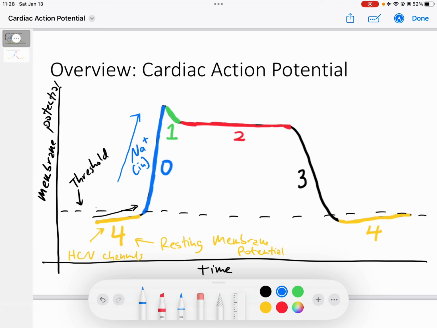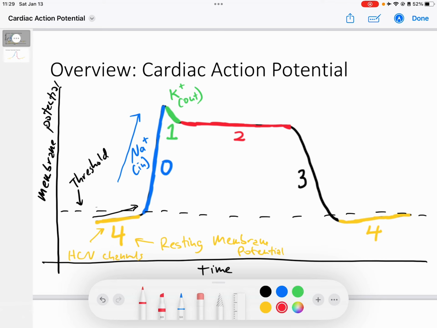Now, phase 1, what you'll notice is we get this downsloping in this action potential, and phase 1 is described as potassium coming out of the cell. So we start getting the opening of these potassium channels, and as positive goes outside of the cell, we know potassium is a major intracellular ion. As it exits the cell, it's going to decrease that membrane potential a little bit. So it's going to start pulling it down.